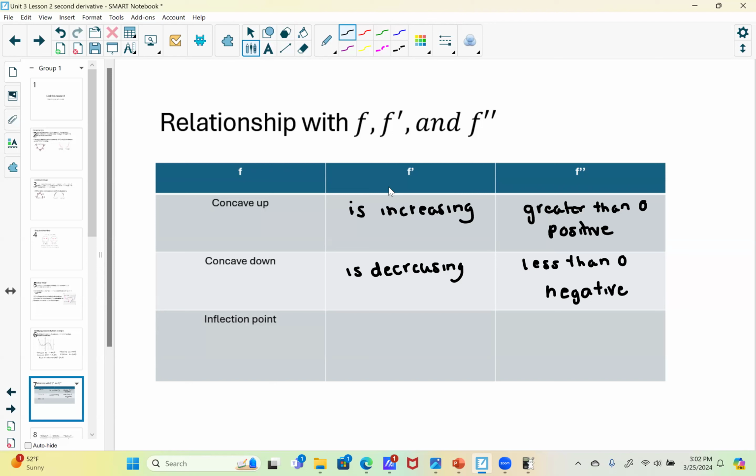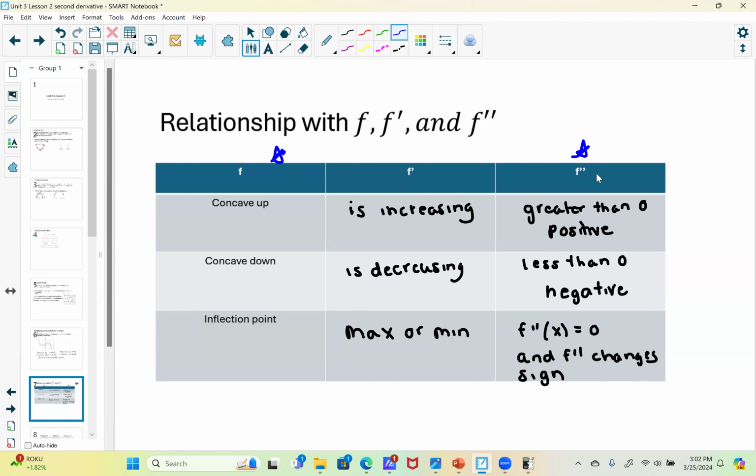And at an inflection point, the derivative has a max or min. And the second derivative is going to equal 0. And the second derivative must change sign. Okay, it has to change from positive to negative or vice versa, or else it is not a point of inflection. Okay. So this is a summary of the relationship. And again, mostly you need to know is this third column and the first column. We don't talk too much about the first derivative and the second derivative, but we're going to talk a lot about the relationship between f and f double prime.